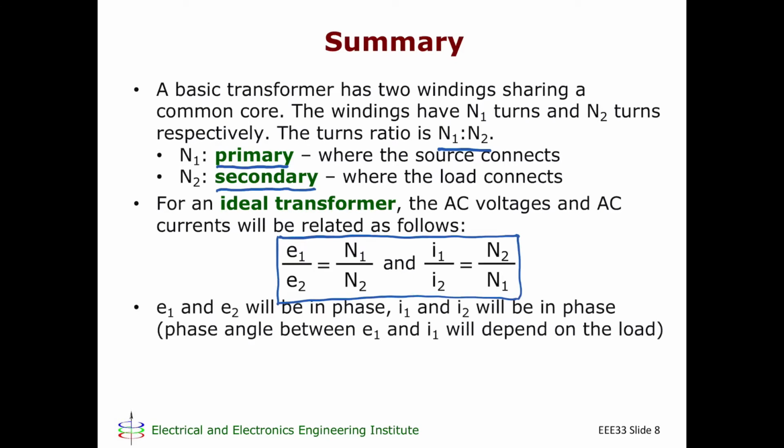Note that N1 and N2 are real numbers. Therefore, E1 over E2 will also be a real number, or E1 and E2 will be in phase. Same thing with I1 and I2. They will be in phase. Now, the phase angle between E1 and I1 will not necessarily be 0.